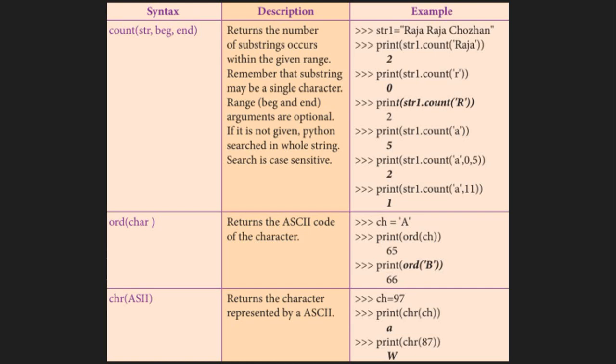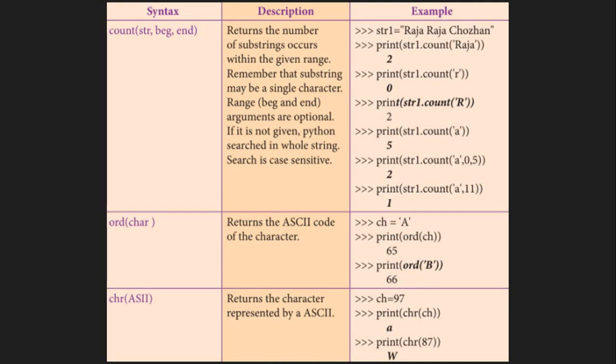Print str1 dot count Raja. So the beginning is not given, end is not given. So it will start from the first and go to the end. It is going to count how many times the substring Raja is occurring in the Raja Cholan. It occurs 2 times, so it will print 2. Now look at the second example there. Count the small letter r. The small letter r is not there in the string, so it is returning the value 0.